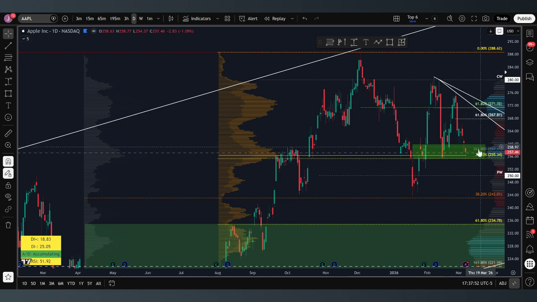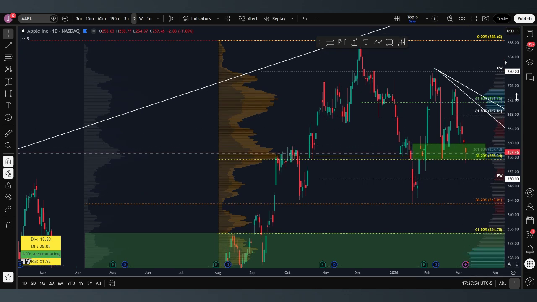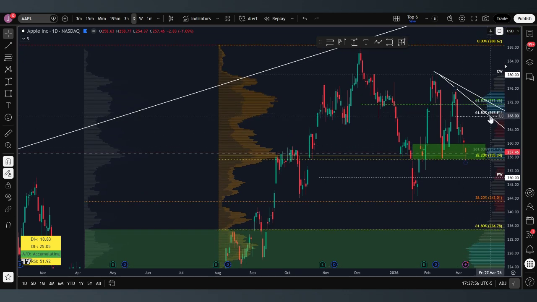So long as that area can sustain, it offers back up into the untested short term at 267.81, and then the high volume node just above that, and the cluster of 61.8s as well from the highs at 271.35. So we would frame that as our area of resistance for now, and this is our area of support.